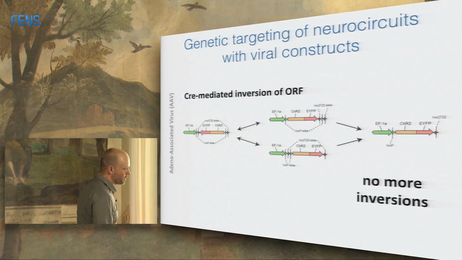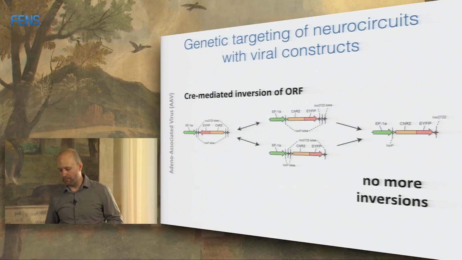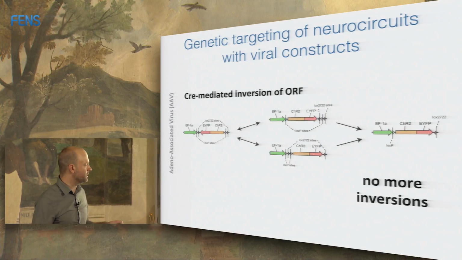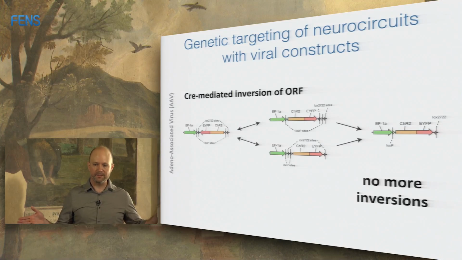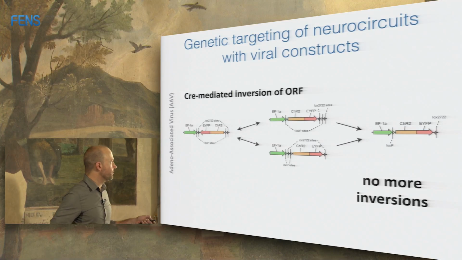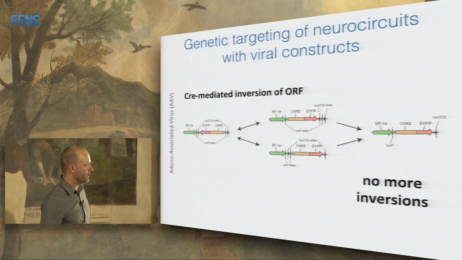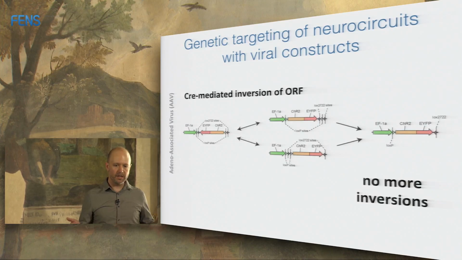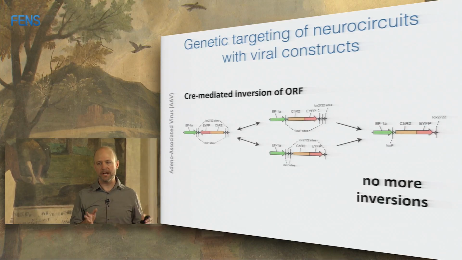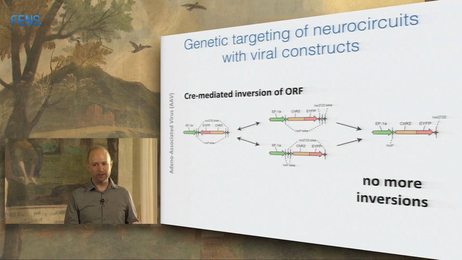And that does work in some cases, but one of the major problems is with these viral constructs, you don't have an infinite amount of space that you can package into the virus. So for example, with AAV, you have somewhere between 2 and 3 kilobases of DNA sequence that you can actually package and still make viral particles.